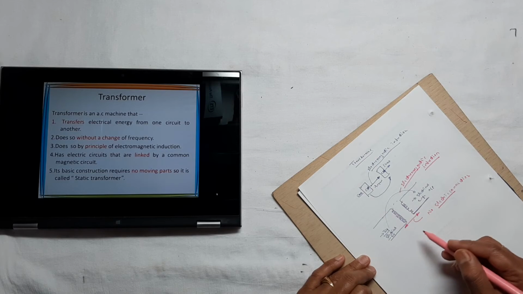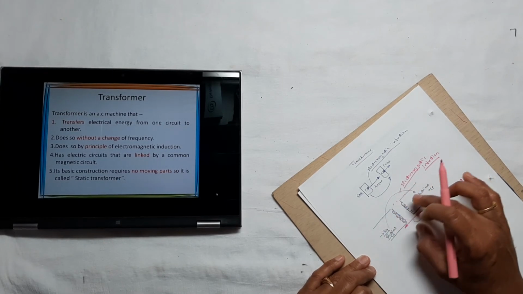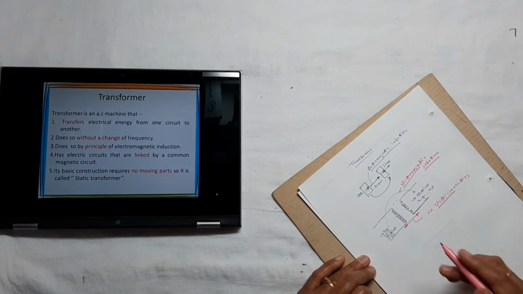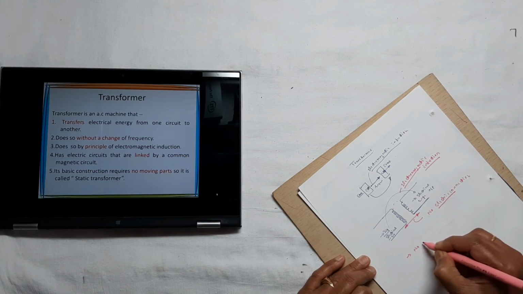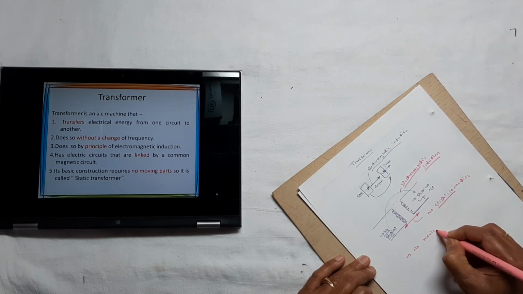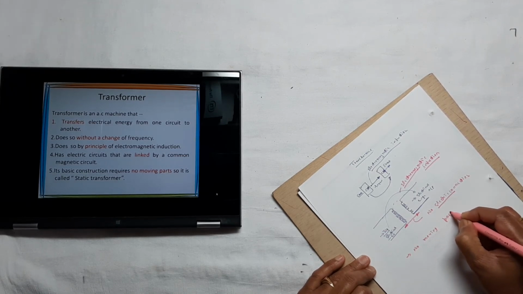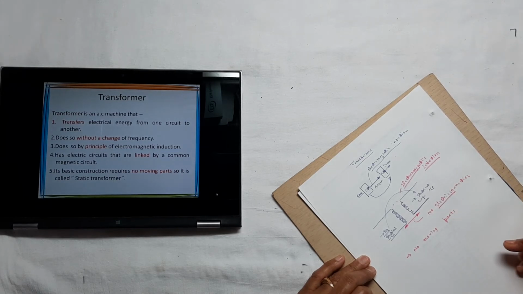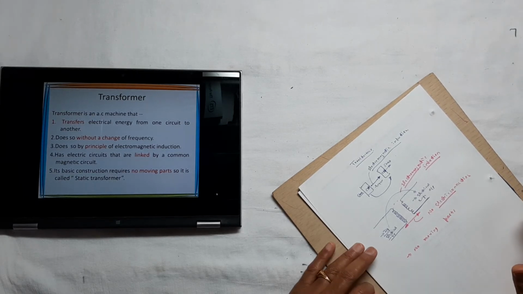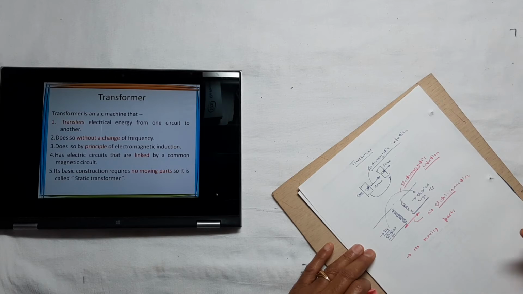If you are observing here, there are two circuits. As such, there is no moving part in this. If you are considering a generator or motor, there is one stationary part that is called the stator and the other part is the rotor. Means they are called rotating machines.